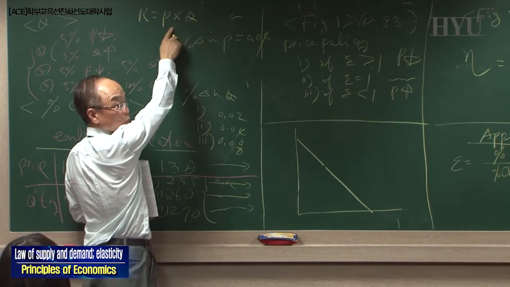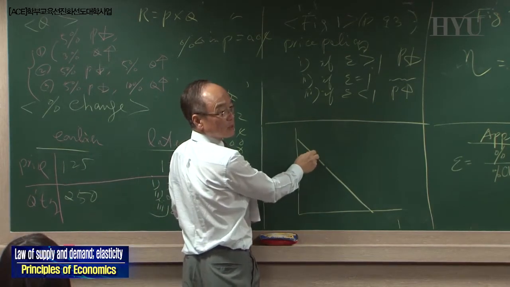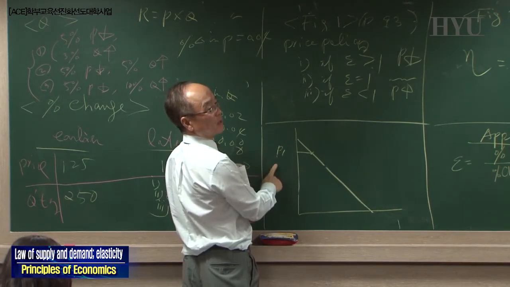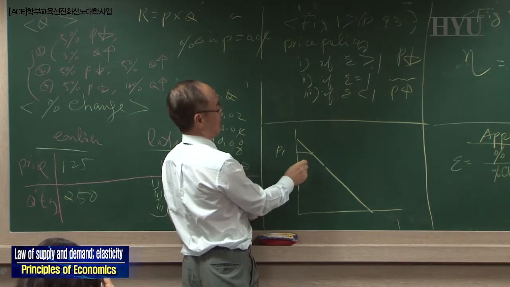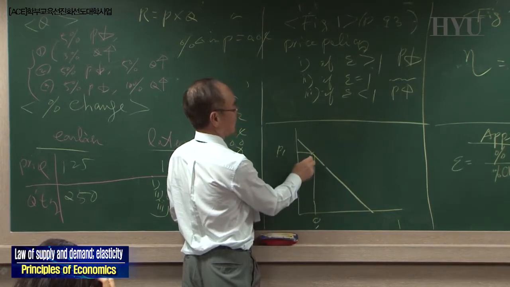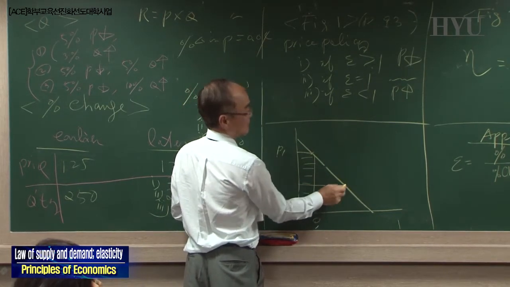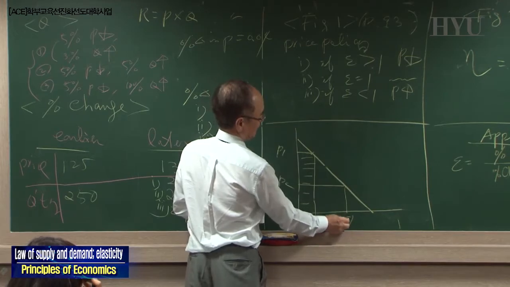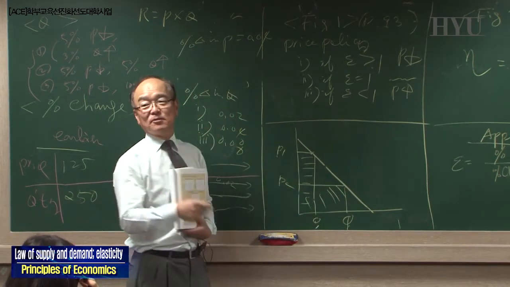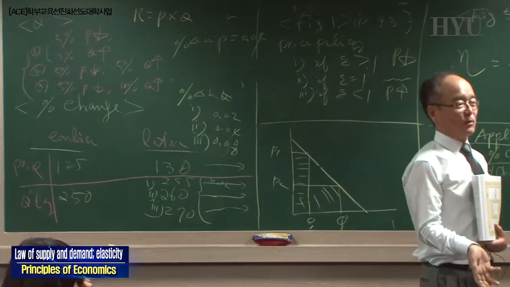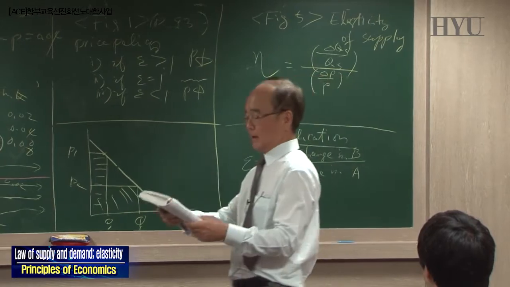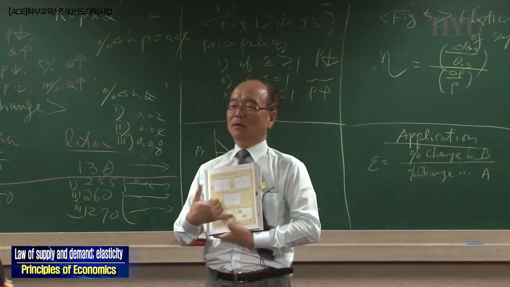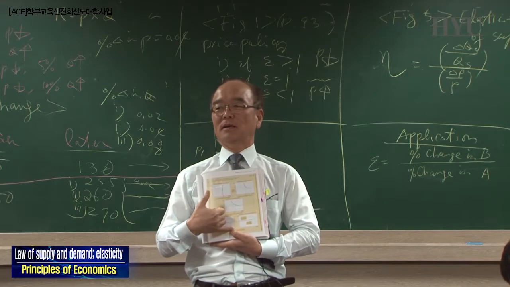You sell quantity Q on this curve. If price is here, P1, how much can you sell? Q1. This is revenue, right? If price is here, P2, what is the quantity? Q2. And then this is your revenue, right? This is related to maximizing revenue. That's your concern right now. Okay, and then panel E. If you reduce price, what can you sell there?